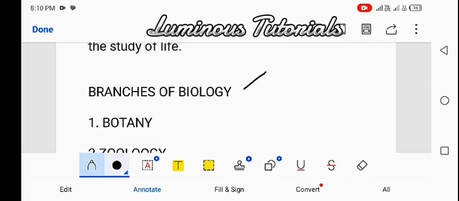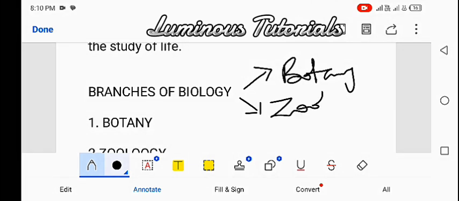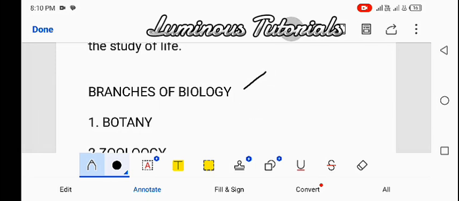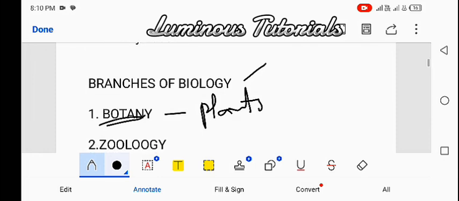Biology is basically divided into two branches: botany and zoology. Botany simply deals with the study of plants. Please take note. The study of plants is called botany. It's actually a course in university.